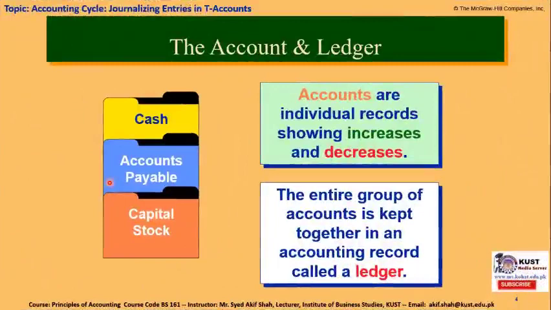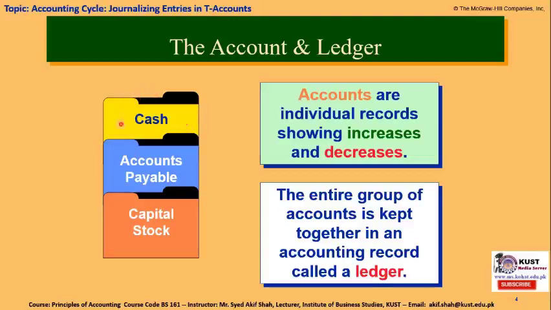Let us discuss what is an account and what is a ledger. By definition, accounts are individual records showing increases and decreases, and the entire group of accounts kept together in an accounting record is called a ledger account. When similar nature transactions are accumulated in one place, that account will be known as a ledger account, or a particular asset or a liability account.